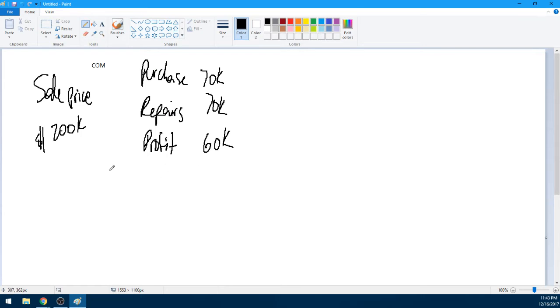In scenario number one, you are using $140,000 cash. You have $200,000 of your own money available for investing. You're purchasing a house for 70,000, repairs are 70,000. You're locking up $140,000 into this deal to profit 60,000. Now, it's not a bad return.